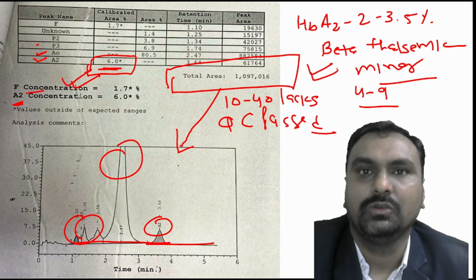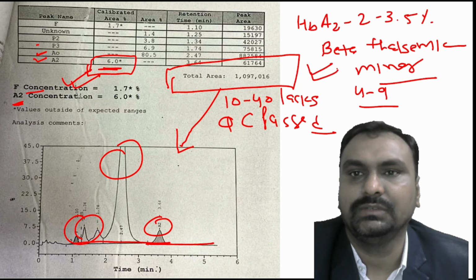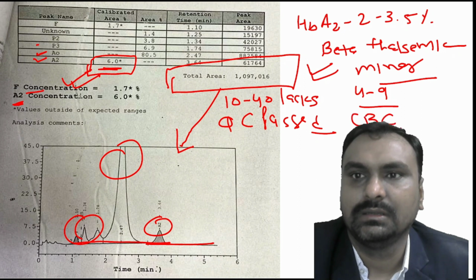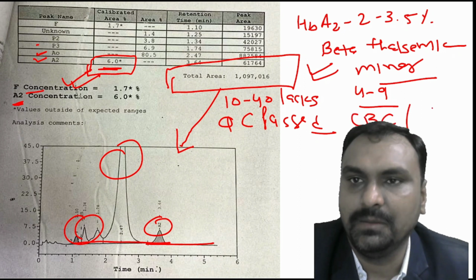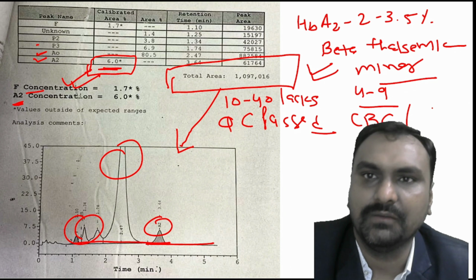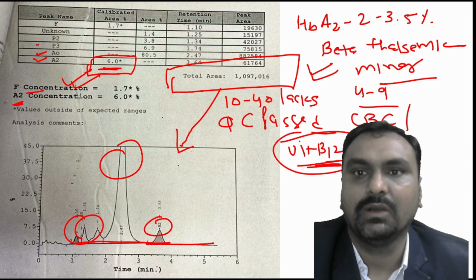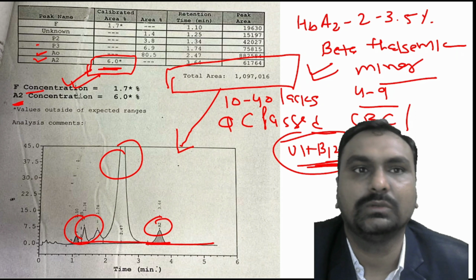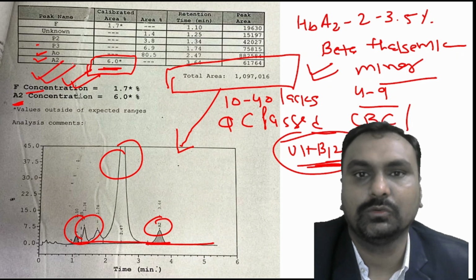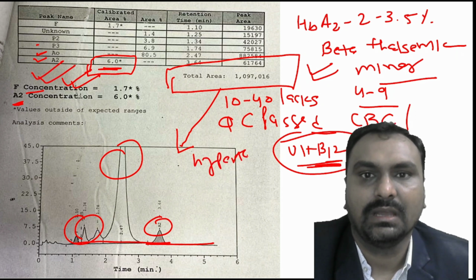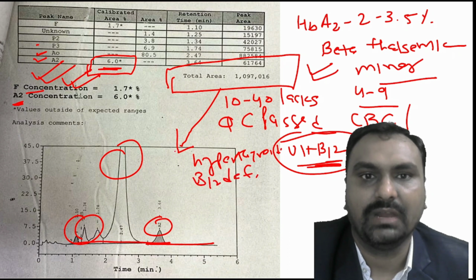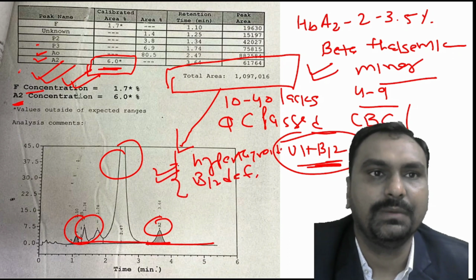But here again you have to correlate with the CBC reports. Okay, hemoglobin will be low, MCV will be low, microcytic hypochromic anemia will be there. Plus, you also have to see whether the patient has a vitamin B12 deficiency or not, because vitamin B12 deficiency leads to megaloblastic anemia and it will lead to an increase in HbA2 level. Also, hyperthyroidism. Hyperthyroidism and vitamin B12 deficiency are very important reasons for elevation of HbA2.